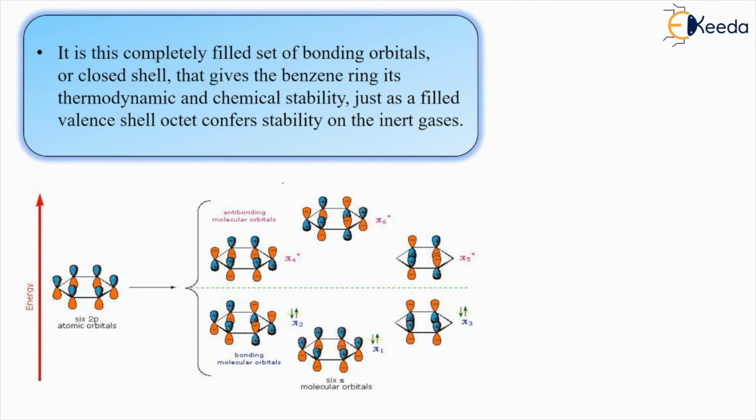If you can see, the orbitals are overlapping. These molecular orbitals over here are overlapped. Correct? So now this is the sigma bond, and these are the overlapping orbitals. Overlapping orbitals show that they are in phase, and then they are trying to form a region of stability. It is this completely filled set of bonding orbitals, or closed shell, that gives the benzene ring its thermodynamic and chemical stability, just as a filled valence shell octet confers stability in the inert gases.